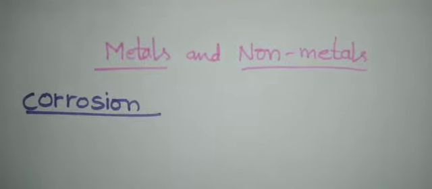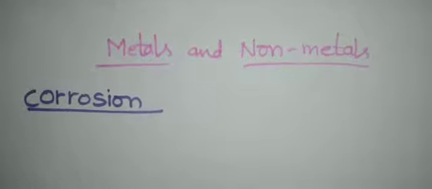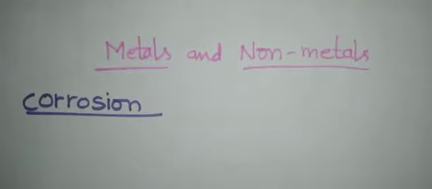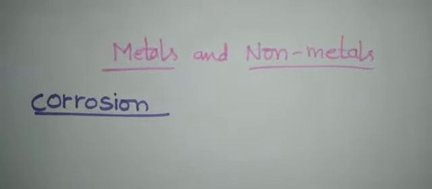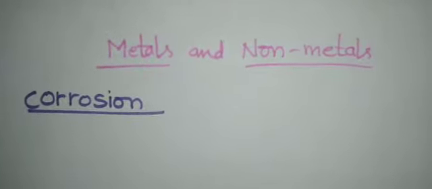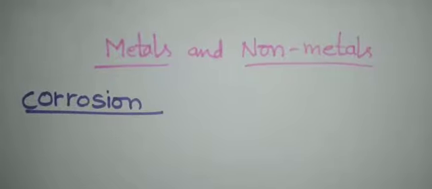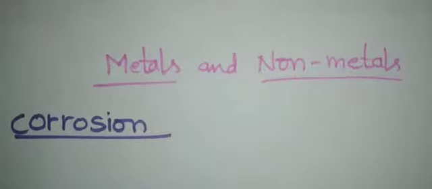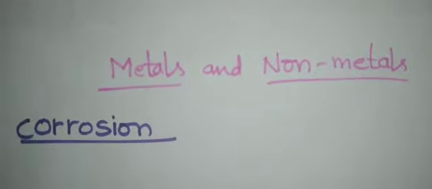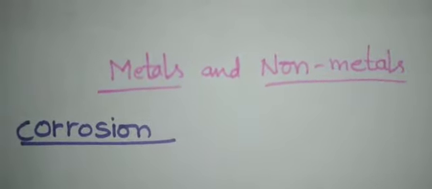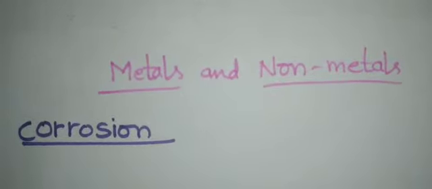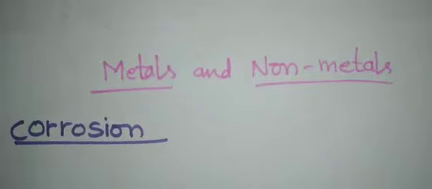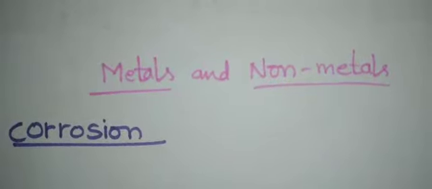So we are learning the chapter metals and non-metals, and we have studied the different methods of extraction of metals of different reactivity series. And we are in the last part of the chapter, that is corrosion. Corrosion is nothing but a kind of rusting. When metal is exposed to moisture, water or air, it gets corroded. That process is called corrosion. You already studied that in chapter 1.